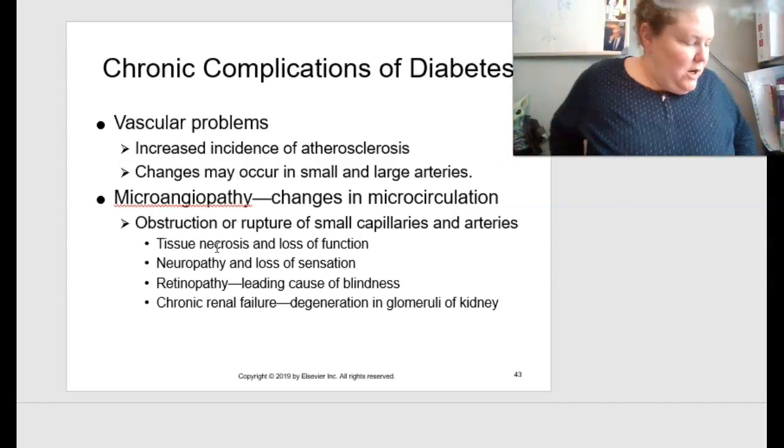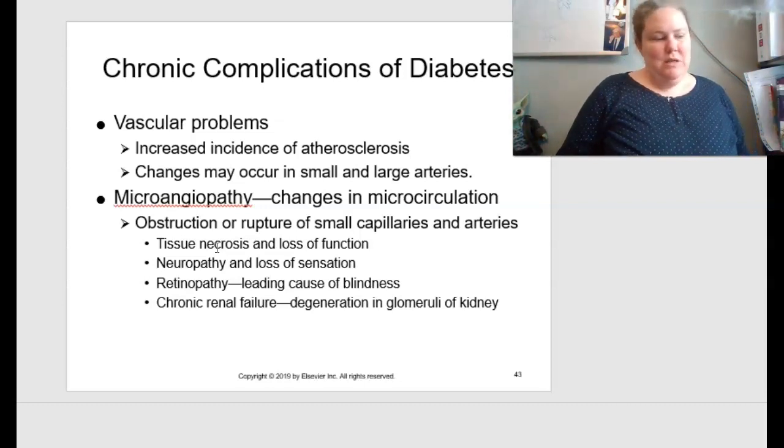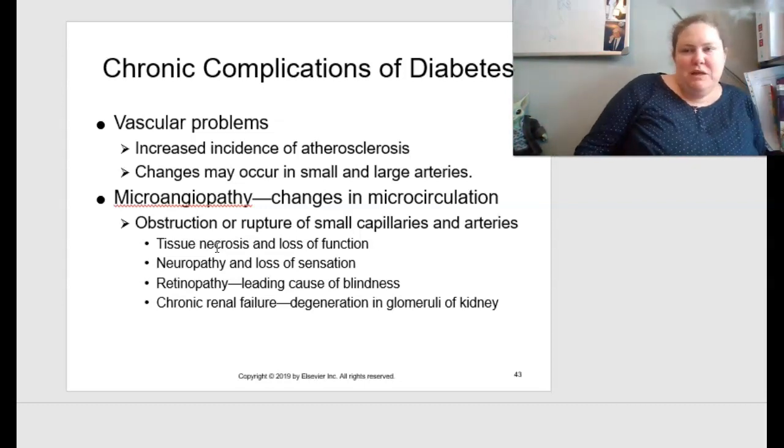So what about chronic complications of diabetes? Well, these are discussed on page 410. So there are vascular problems that can occur, and this is where we have an increase in incidence of arteriosclerosis. You can have changes that can occur in both the small and the large arteries, which can therefore lead to the arteriosclerosis. You can also have microangiopathy, and this would be changes in the microcirculation. And so what happens is that you have an obstruction or a rupture of small capillaries in the arteries.